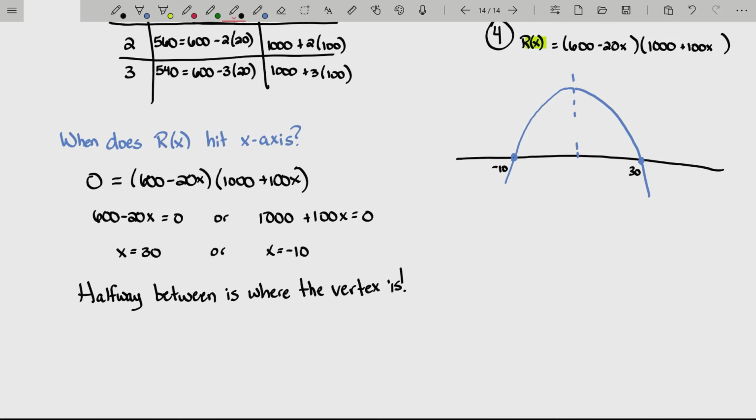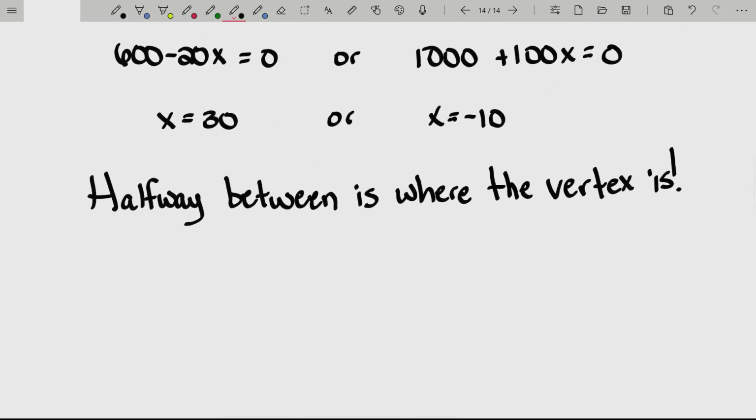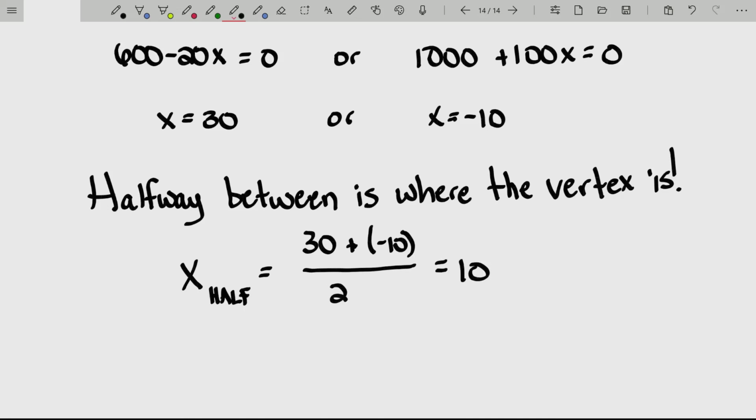How do you find halfway between two numbers? Let's suppose that I give you 8 and 10. What's halfway between? You would say 9. Mathematically, you would say 8 plus 10 is 18, divide by 2. You're averaging. You average numbers to find what's halfway between them. So halfway between, x sub half, I'll call it, you would just add up the numbers and divide by 2. That'd be 20 over 2 or 10.